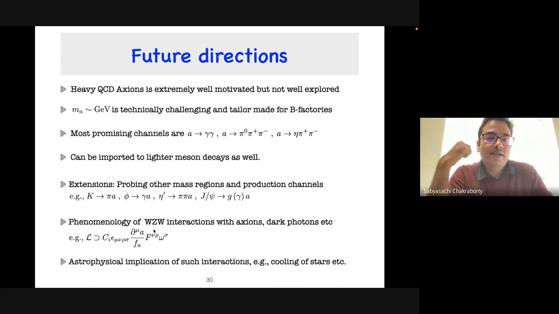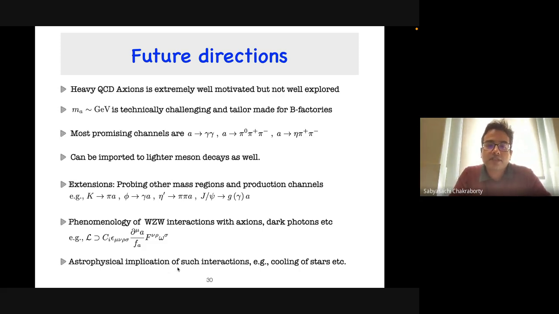Axion can have other different Wess-Zumino-Witten interactions also, and it can lead to some interesting astrophysical implications, such as cooling of stellar objects and bounds from that.